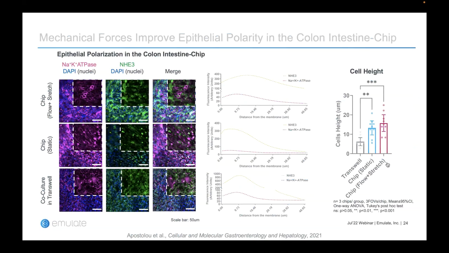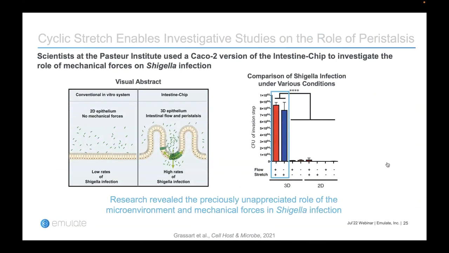When you start to apply that flow and that stretch, you see an improvement of the epithelial cell height and the polarity of those cells. So the transporters are in the right place, and they're starting to look more in vivo-like. So we can see here that that stretch and flow are important for driving the epithelial maturation. So the epithelium looks better, but again, stretch enables you to open up new ways of probing mechanisms here.